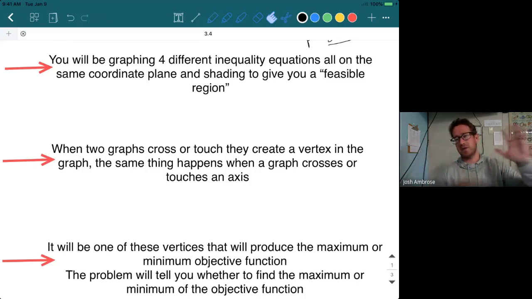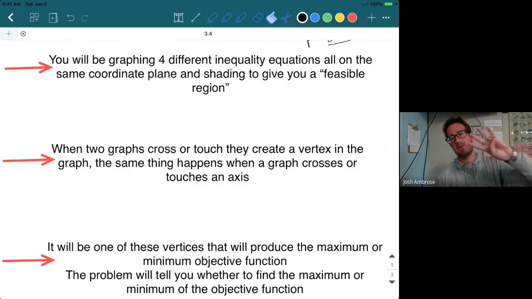You're still going to have to do all that shading that goes with the inequality symbols, greater than, less than. Don't forget the "or equal to" part and how that changes the line from dashed to solid. When you have that full overlapping shaded region, where all the shading overlaps, that's the region you're going to darken, and it's called the feasible region.